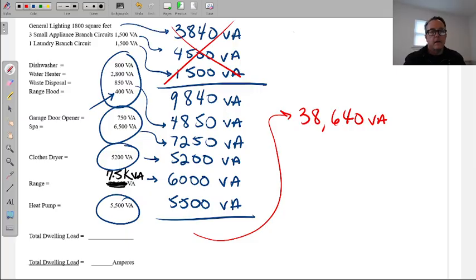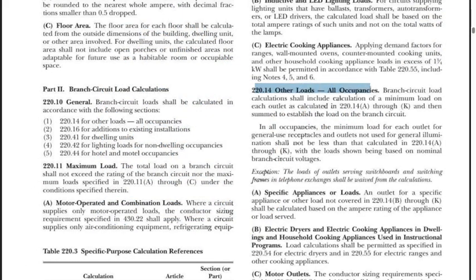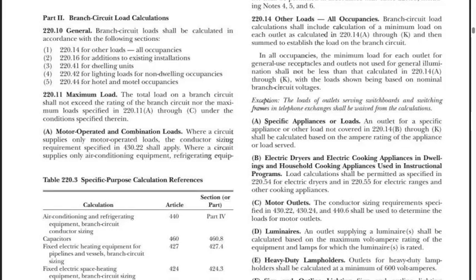Cool. So let me go back over to that article. If it's not one of these other things, right? If it's not falling under one of these other things, then it falls under other loads, all occupancies. And then it goes specific appliances, not small appliances, right? Now it's specific appliances that are not covered in the areas that are below this, B through K.